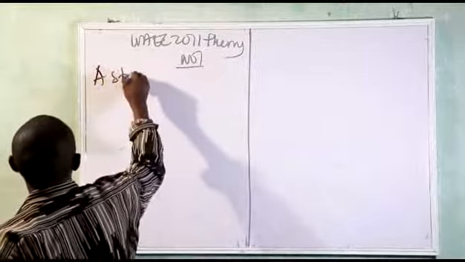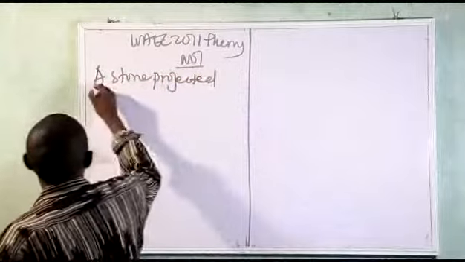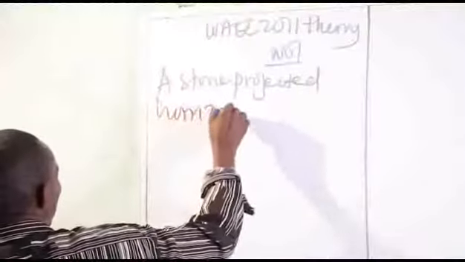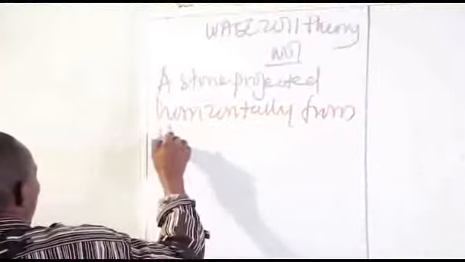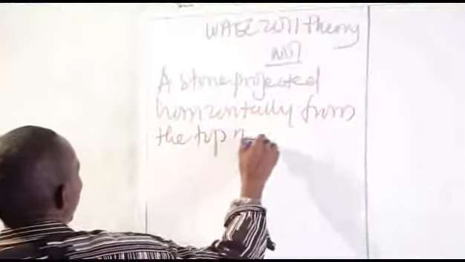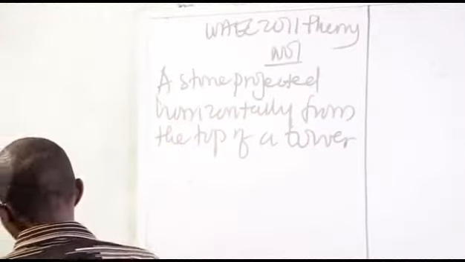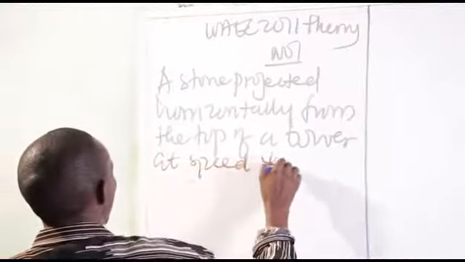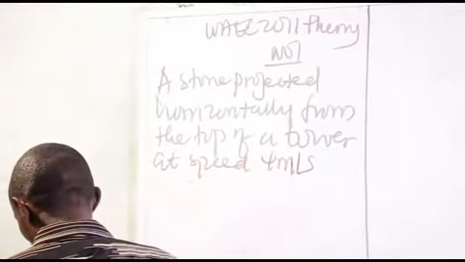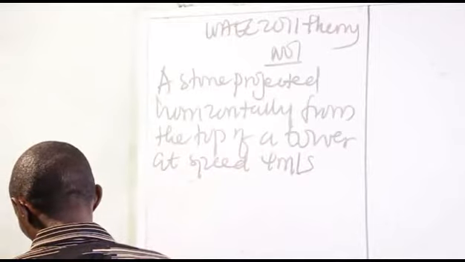A stone projected horizontally from the top of a tower at a speed of 4 meters per second lands on the ground level 25 meters from the foot of the tower.